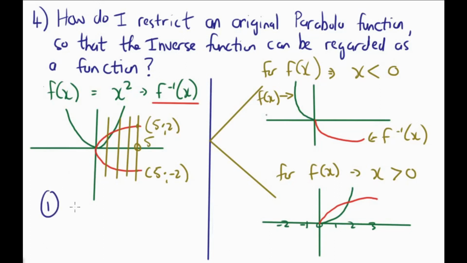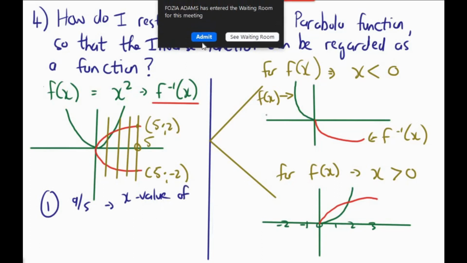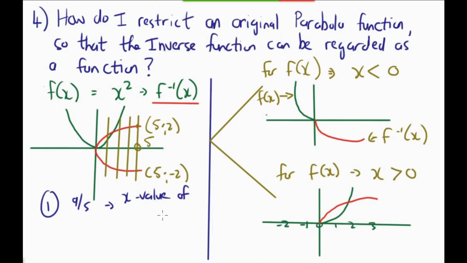is I need to find my axis of symmetry. So in other words, I need to find out what is the x value of my turning point, okay? The x value of my turning point. So that's the first thing I need to do. And then the second thing that I need to do is I need to either make the x value greater than that or less than that.